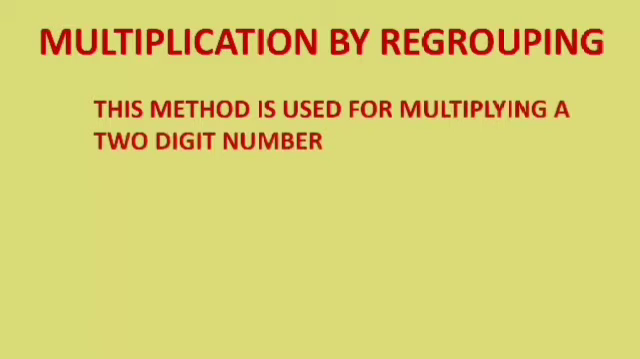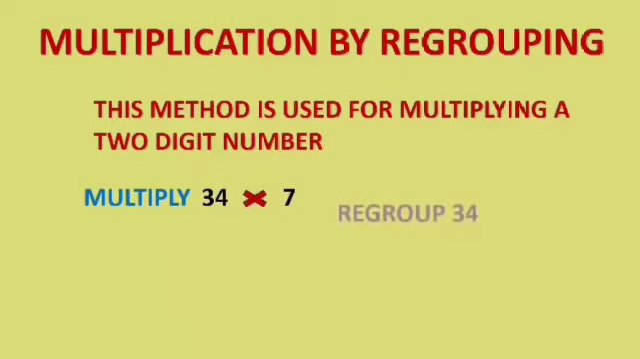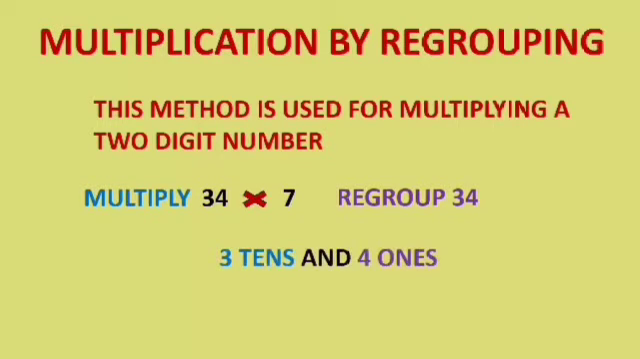Multiplication by regrouping. This method is used for multiplying a two-digit number. Let us consider the following multiplication: 34 by 7. We can regroup 34 into 3 tens and 4 ones. Hence, 34 can be written as 30 plus 4. 34 into 7 can be written as (30 plus 4) into 7.